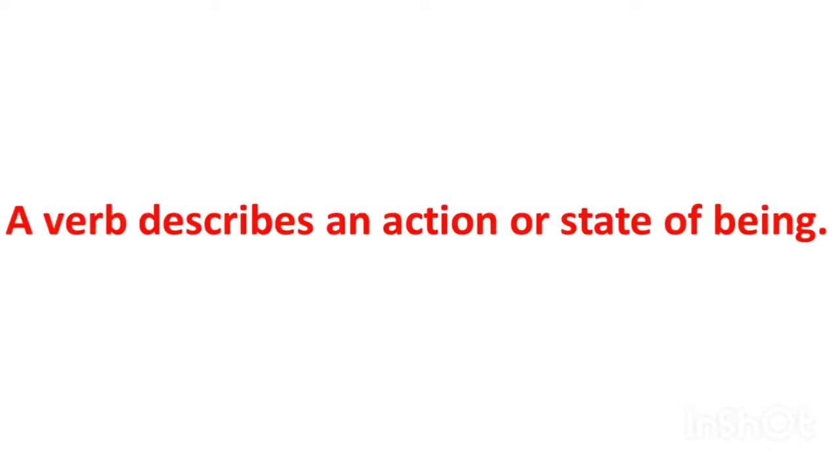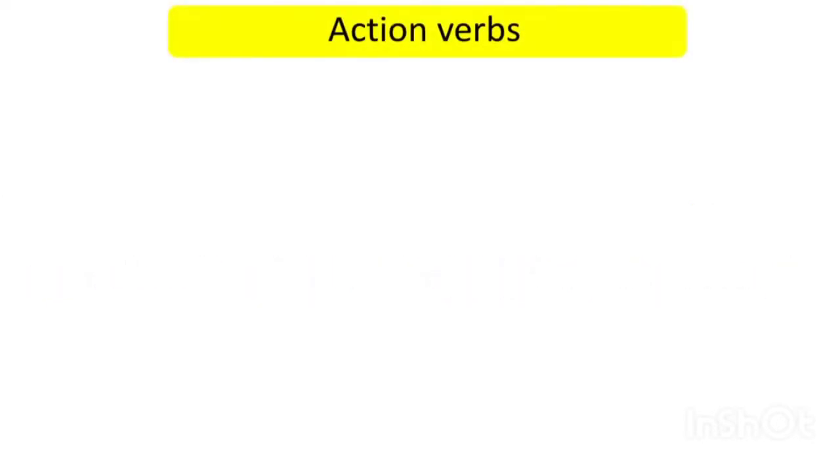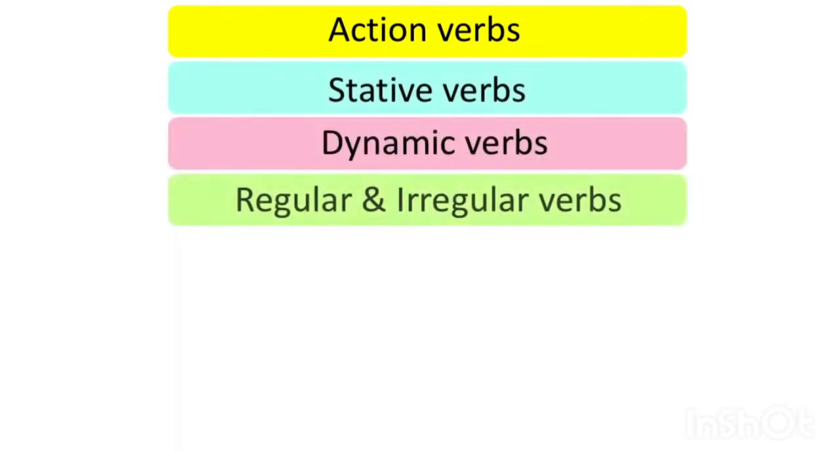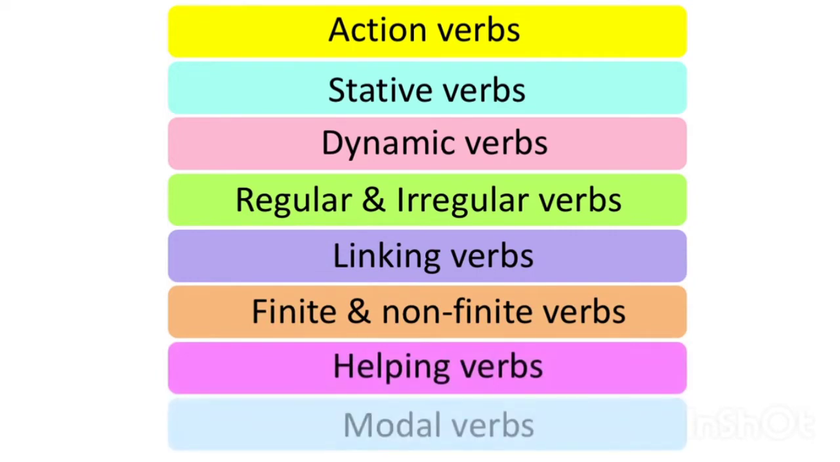A verb describes an action or state of being. So there are a few types of verbs, including action verbs, stative verbs, dynamic verbs, regular and irregular verbs, linking verbs, finite and non-finite verbs, helping verbs, and modal verbs.